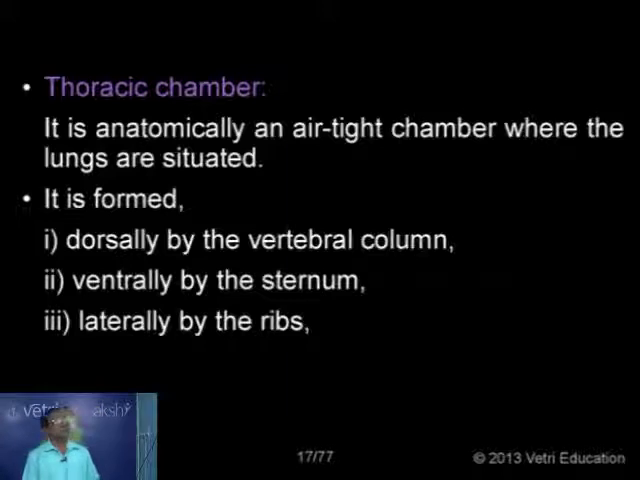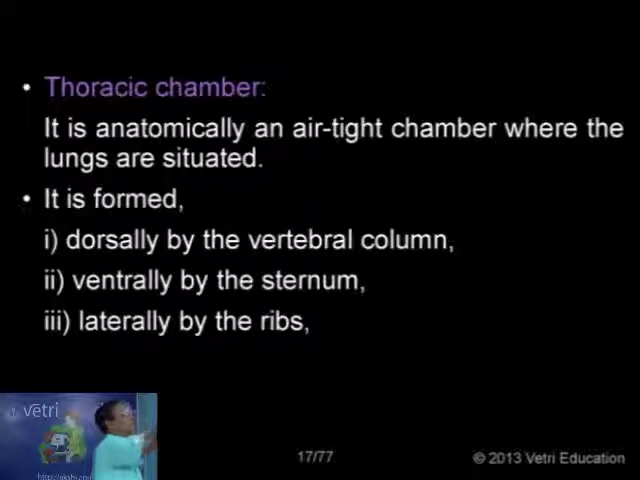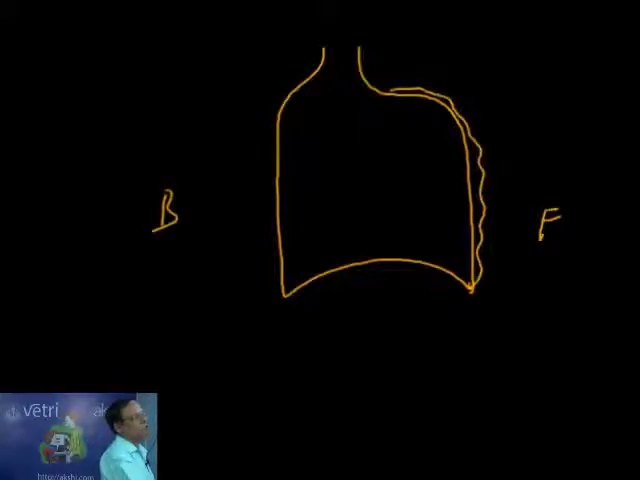Now, further, before the mechanism of breathing, you have to know the structural components of the anatomy of the thoracic chamber. Suppose a simple diagram. This is the thoracic chamber. This is the front side, or anterior side. This is the back side. On the front side we have the chest bone, the sternum.